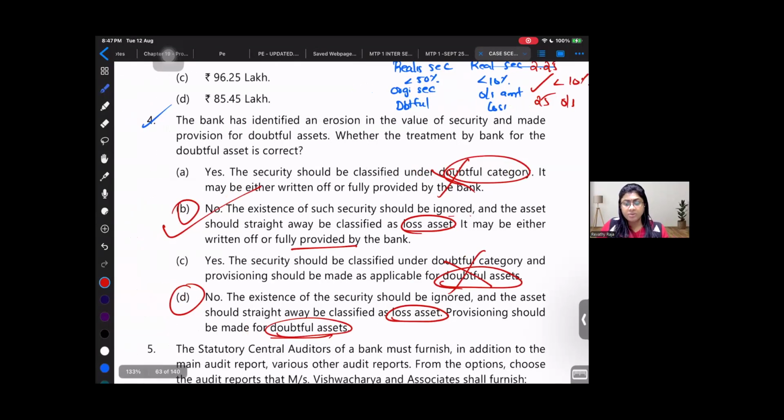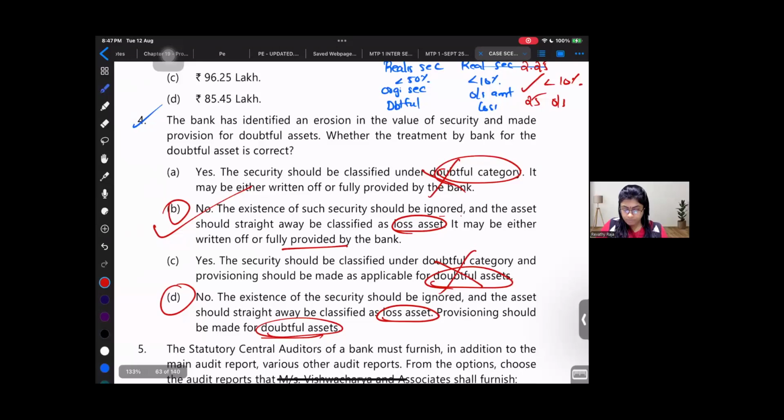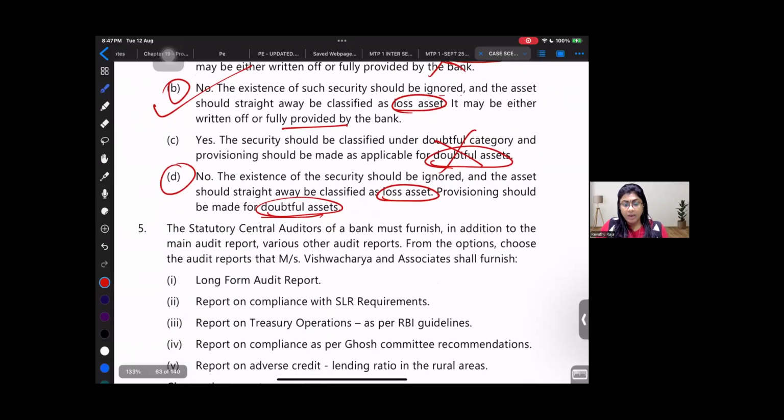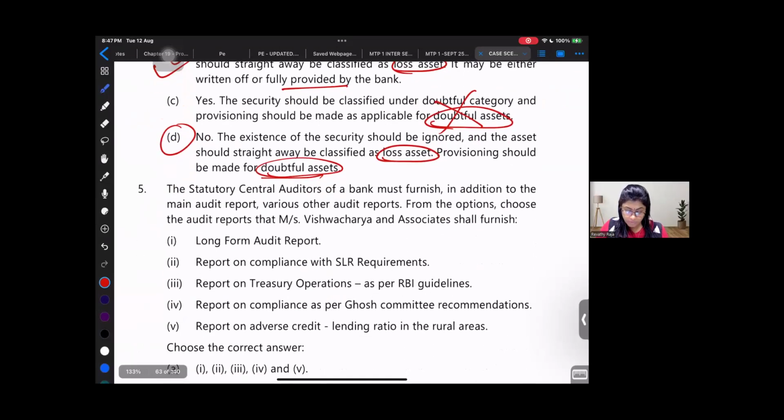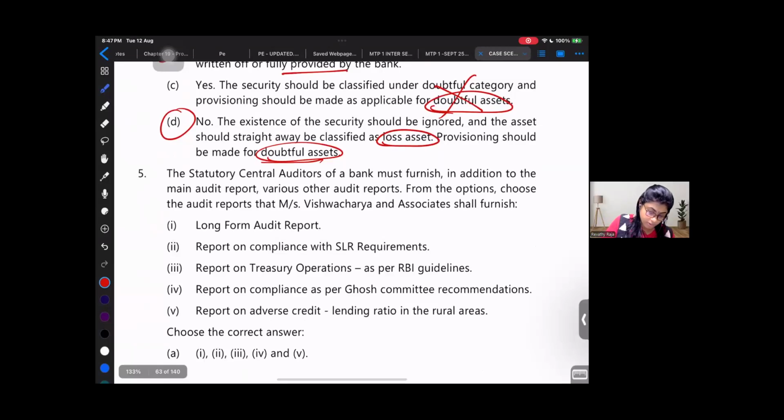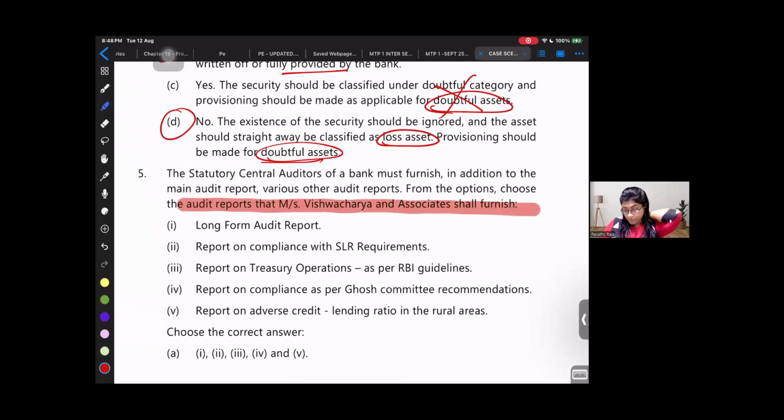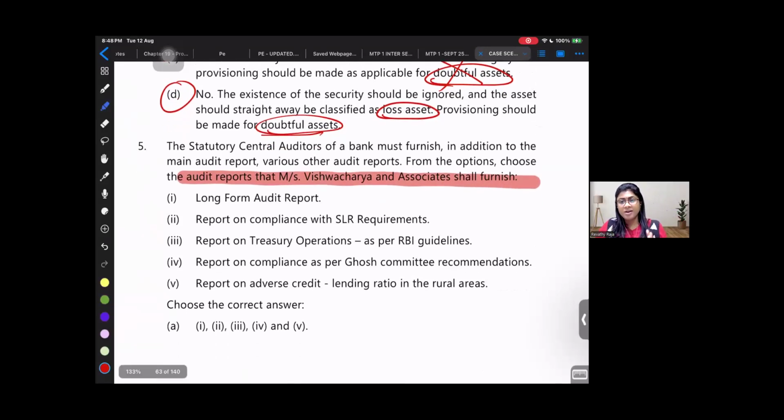Are you clear? Last question. The statutory auditors of a bank must furnish, in addition to the main report, various reports. From the options choose the audit report that Messrs. Vishwacharya Associates shall furnish. Now, the ball is in your court. Read and say the answer.